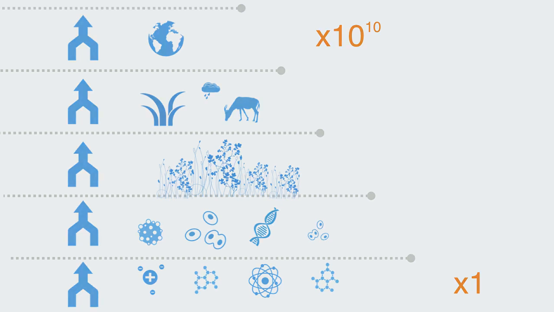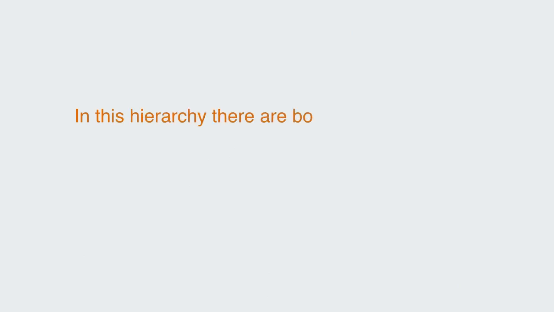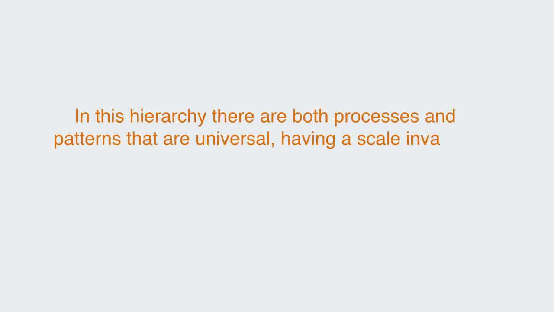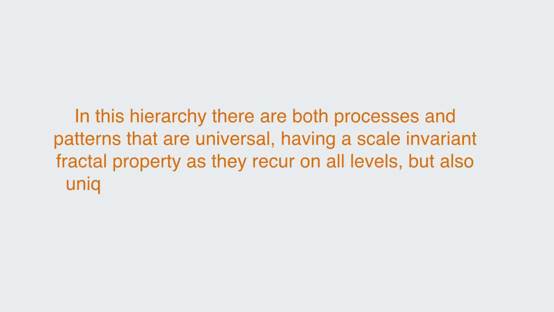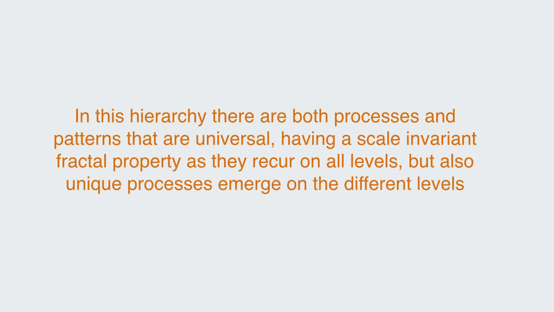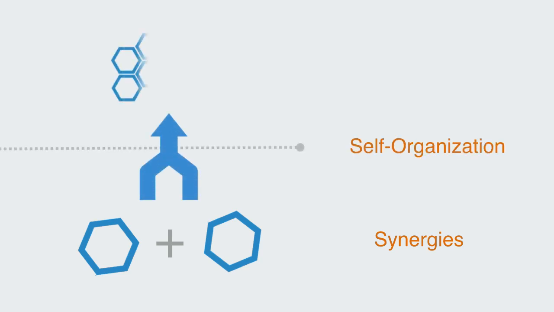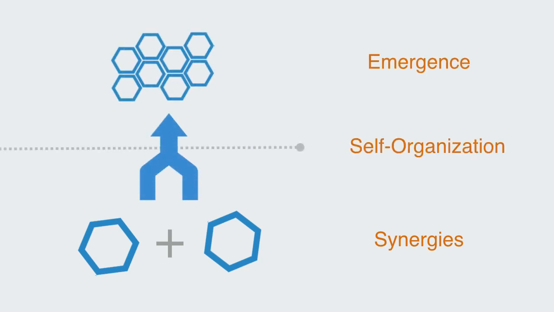planet. In this hierarchy, there are both processes and patterns that are universal, having a scale-invariant fractal property as they reoccur on all levels, but also unique processes emerge on the different levels. But this idea of synergies and self-organization leading to emergence and the formation of new levels in a hierarchical fashion is a central model to understanding the complex multidimensional characteristic of ecosystems.